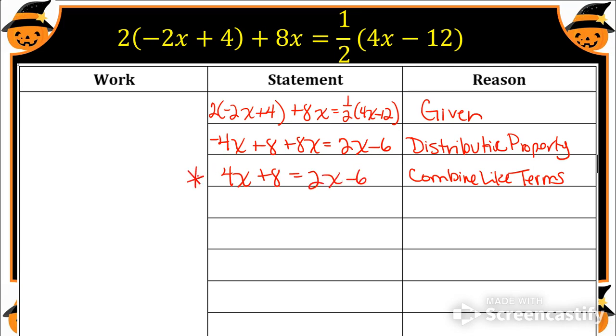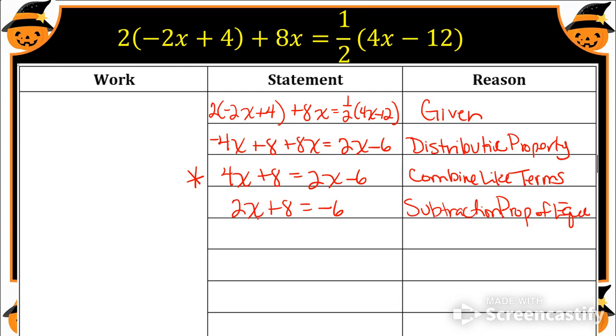Now, remember, when we have variables on the left and the right, address the variables before the constants. We have a 4x on the left and a 2x on the right, so to get them together, we're going to bring the smaller one over, so we're going to subtract 2x, so we're going to apply the subtraction property of equality. And when we subtract 2x from both sides, we get 2x plus 8 equals negative 6.